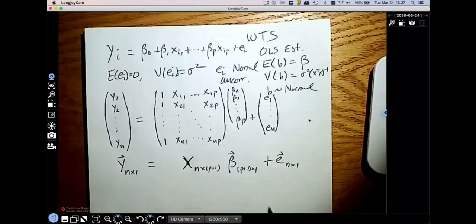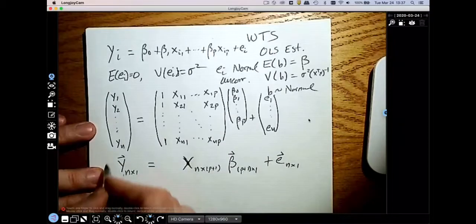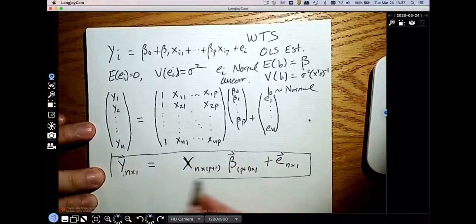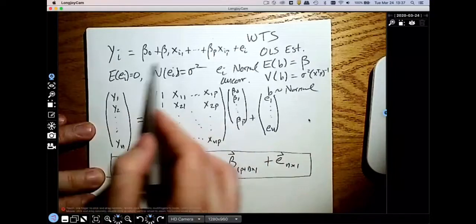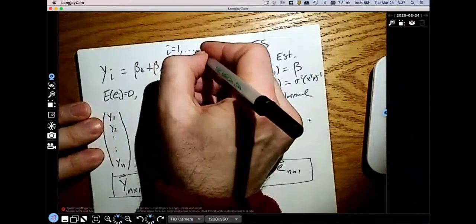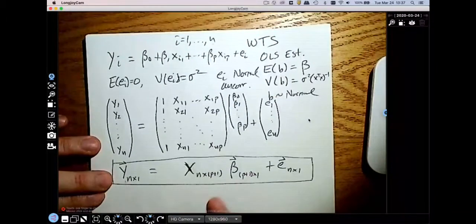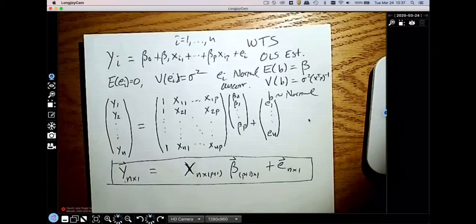Hopefully you'll convince yourself that this is a very compact way to write out this equation up here, where i is equal to 1 to n. So instead of having n equations, I can just write it in this very compact matrix form.